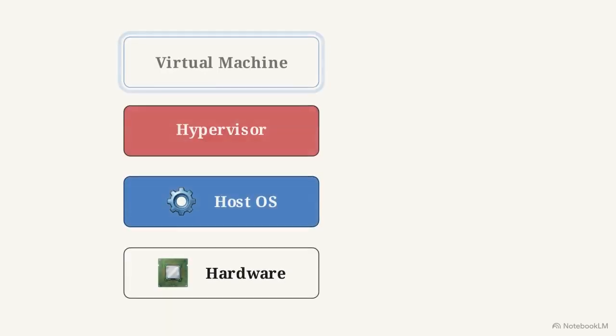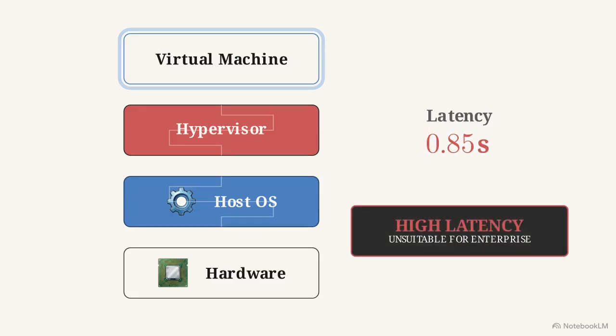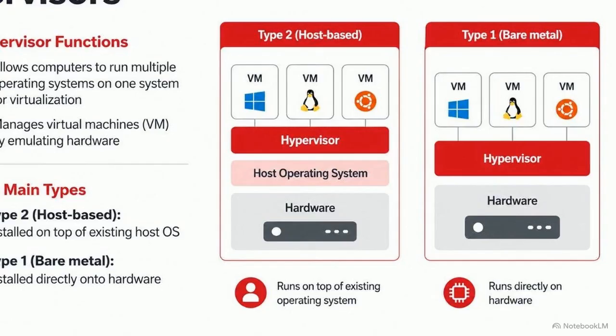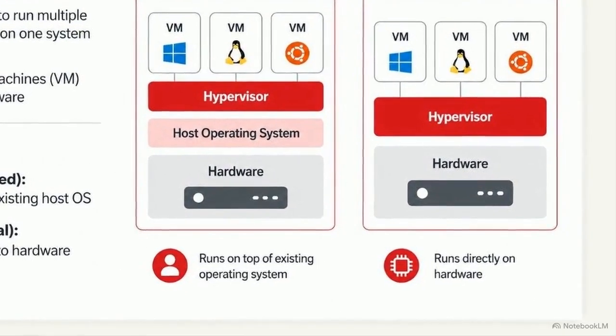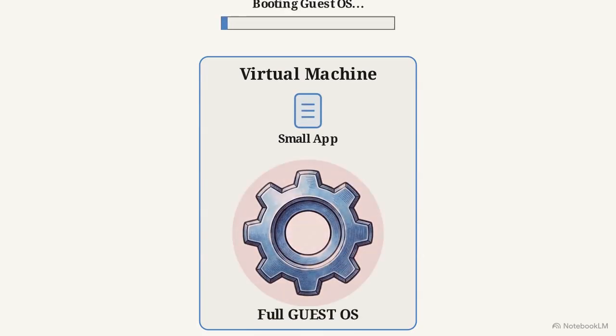However, because every command from a Type 2 virtual machine has to travel through the hypervisor and the underlying host operating system before it reaches the CPU, it introduces latency. That overhead makes it unsuited for a large data center. For enterprise environments, infrastructure relies on Type 1 bare metal hypervisors, shown on the right. In this model, the host OS is removed, and the hypervisor installs directly onto the physical hardware, providing more efficient, direct access to resources.